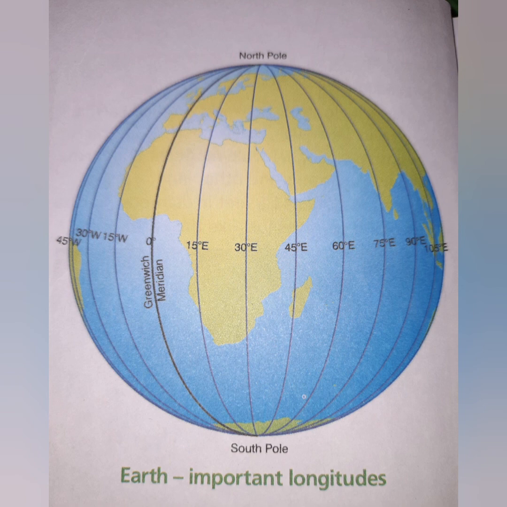We mark E and W with the degrees of the longitudes. If we are talking about east longitudes, we write E, and when we are talking about west longitudes, we mention W with the degrees. Students, there are a total of 360 longitudes: 180 to the west of the prime meridian and 180 to the east.